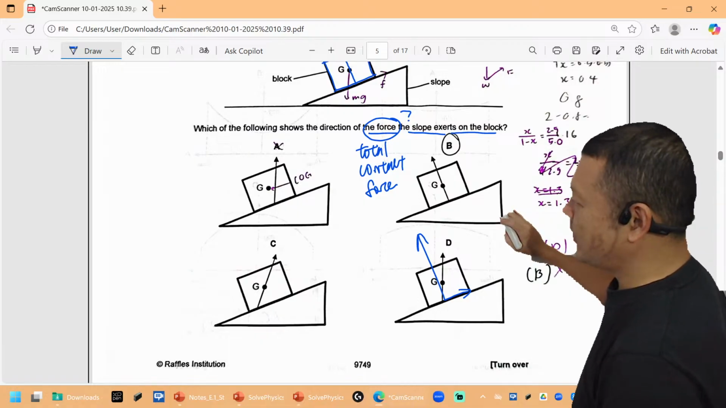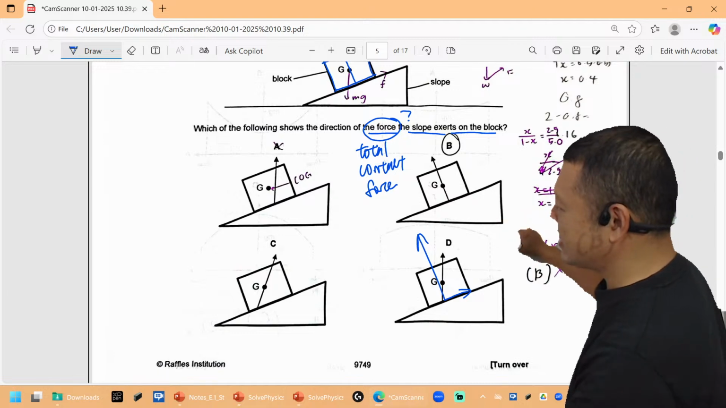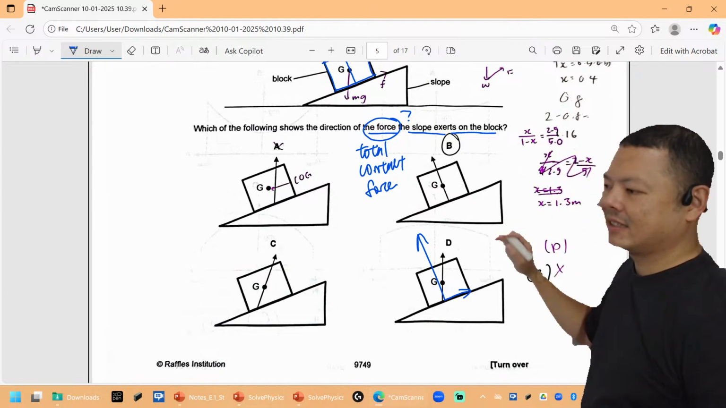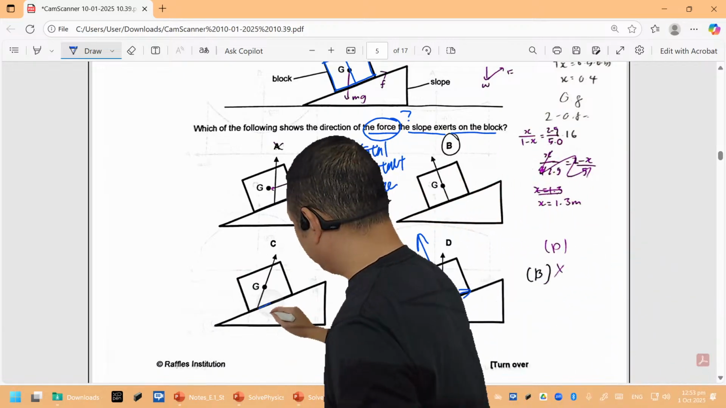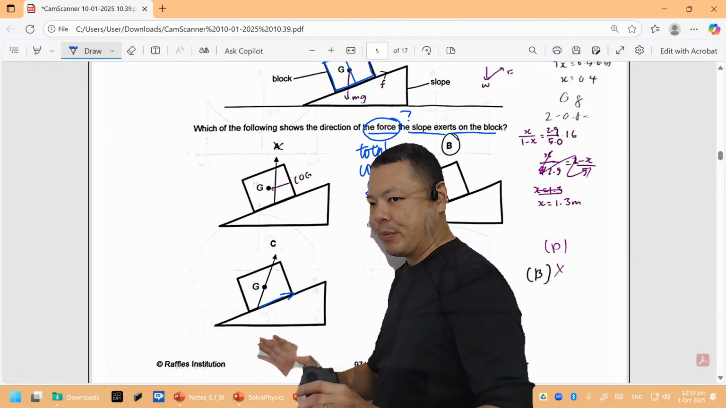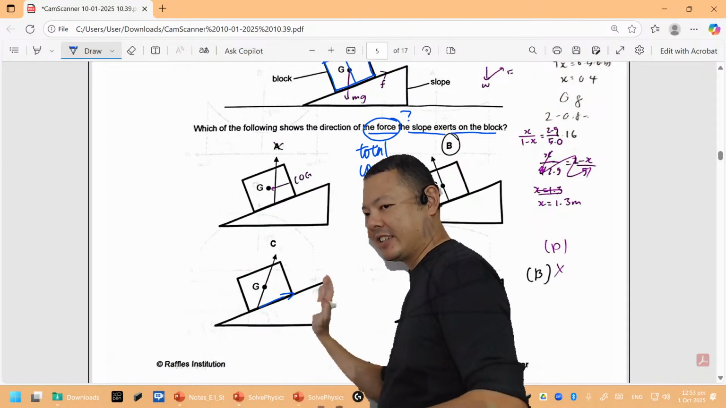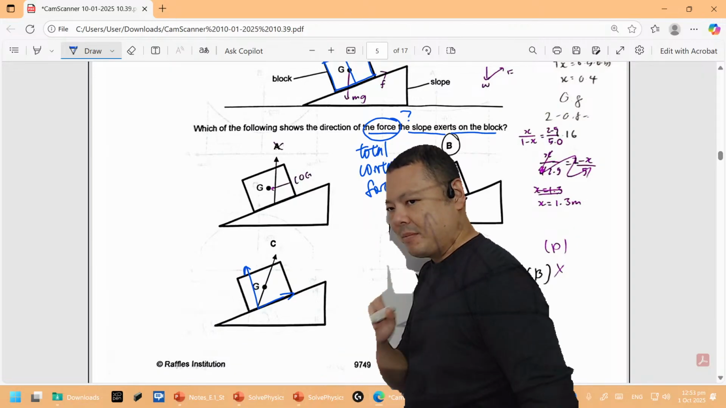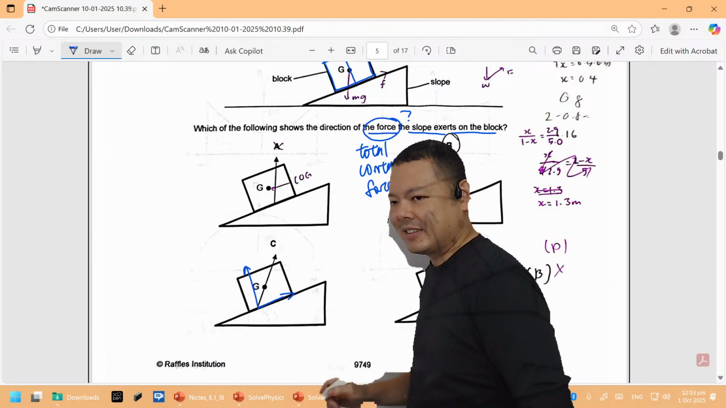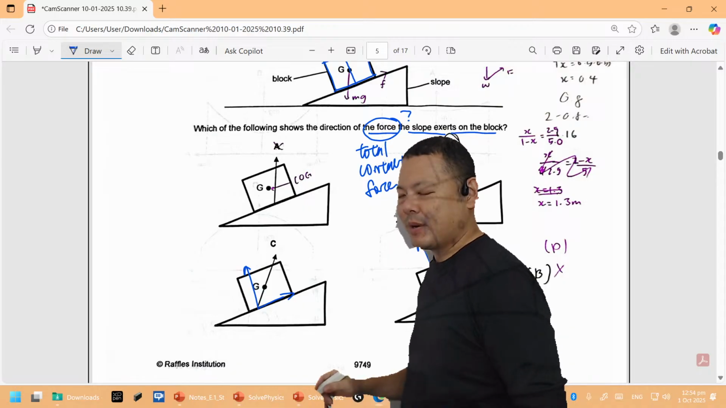Why can't it be C? I mean, what happens if the friction is more? It contributes more of this direction force, and then the vertical force is like that. I mean, looks legit, right? Why would there be a resultant force?